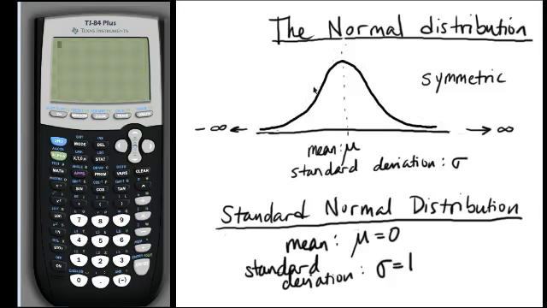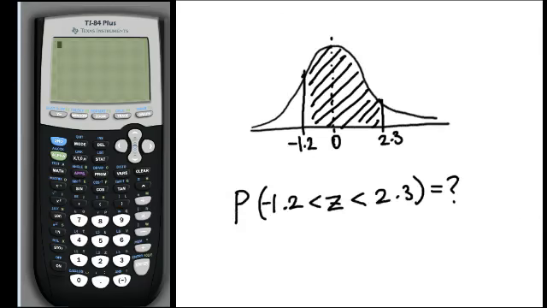So how does this normal distribution relate to probabilities? The area under these curves is probability. In other words, this area here between negative 1.2 and positive 2.3 is the same thing as asking: what is the probability of observing some z value between negative 1.2 and positive 2.3? So this area and this probability are the same number.